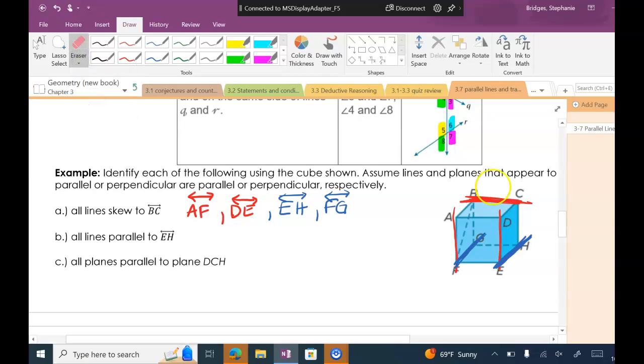I want you to try B. Name all lines that are parallel to EH. Here's EH. I want to name all lines that are parallel to that. Try it on your paper.